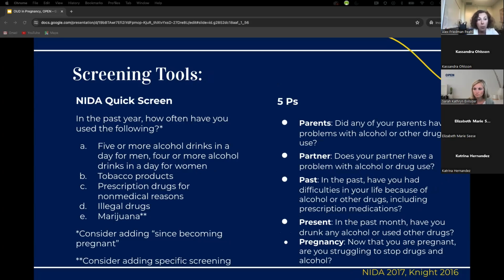I will say that we have made some modifications to the screen. We ask both about the past year and since becoming pregnant to help give us that temporal information. And given the increase in use of marijuana with its legalization in the state, we also ask about cannabis use. The tool on the right is often used by pregnancy practices, often labeled the 4 or 5 Ps, and it asks about substance use in parents, partners, in the past, in the present, and then also in pregnancy.